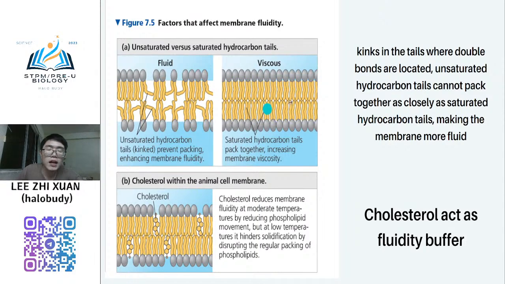Compared to this one, which is the saturated one. It is very packed to each other. If it is packed to each other, meaning dia tak boleh bergerak lah. Memang tak boleh bergerak. Dia akan memang pack to each other macam orang banyak sangat lah. Orang banyak sangat, mereka tak ada ruang untuk bergerak lagi. So this is what we call the viscosity of the plasma membrane. This plasma membrane cannot move easily compared to this one.